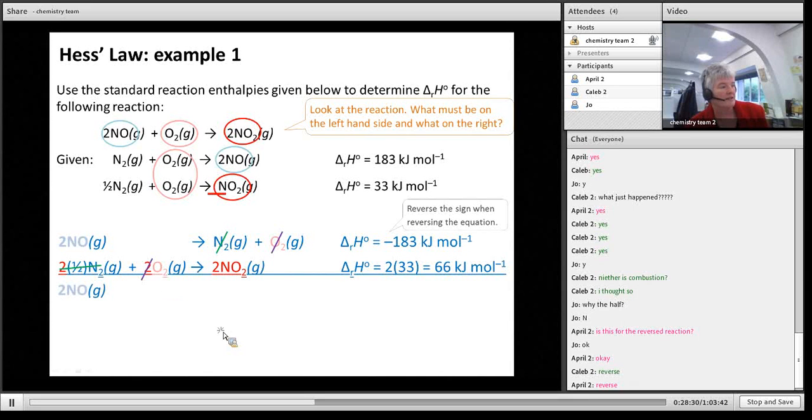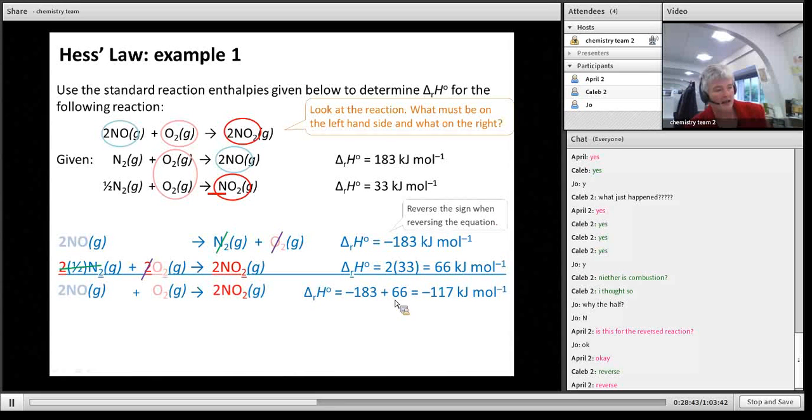And so basically I've now got 2 NO on the left hand side, 1 O2 on the left hand side, and 2 NO2 on the right hand side. And I simply add all this up to get the final answer. Minus 183 plus 66 gives me minus 117 kilojoules per mole.